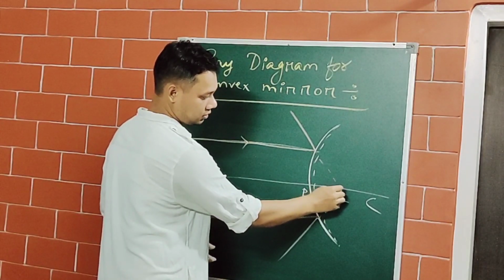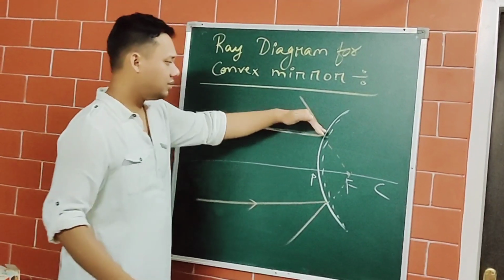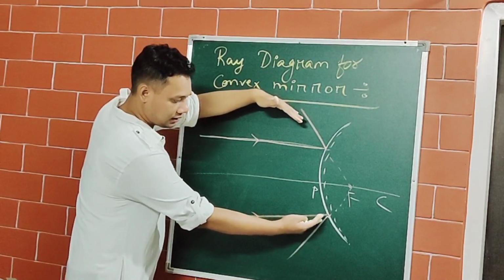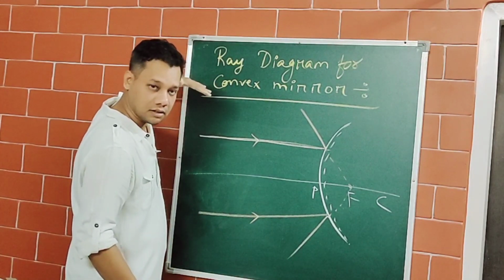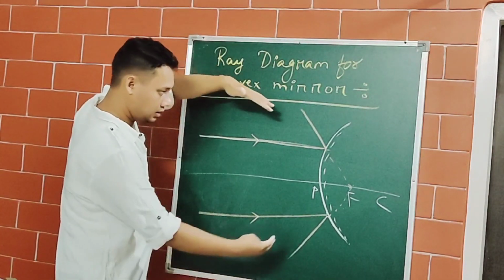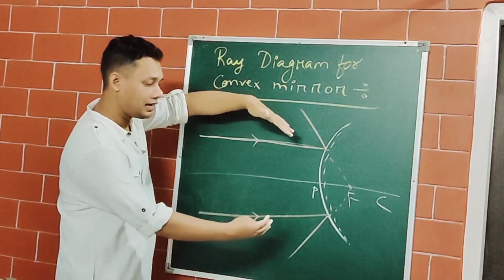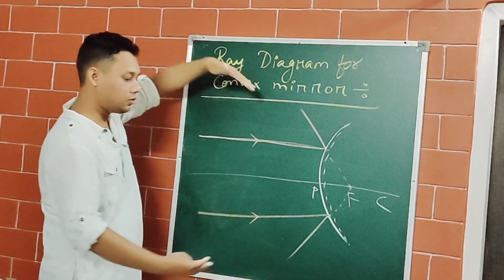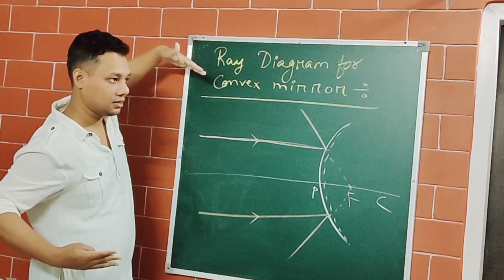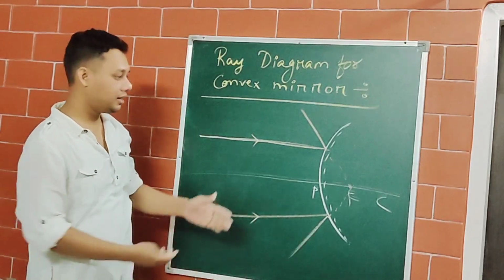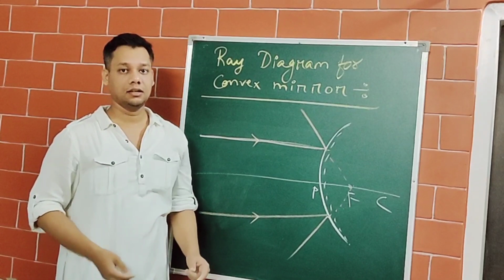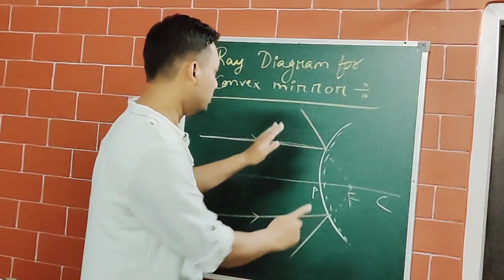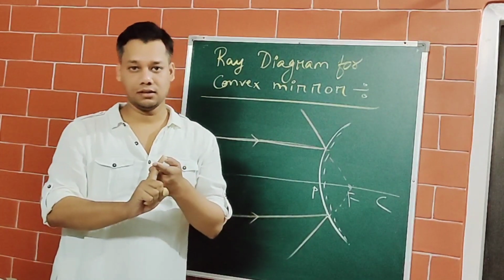So one ray is coming this side after reflection and the other ray is coming this side after reflection. So on this side they are diverging away from each other. There is no possibility that they will intersect. Image will form only when two rays cut each other.